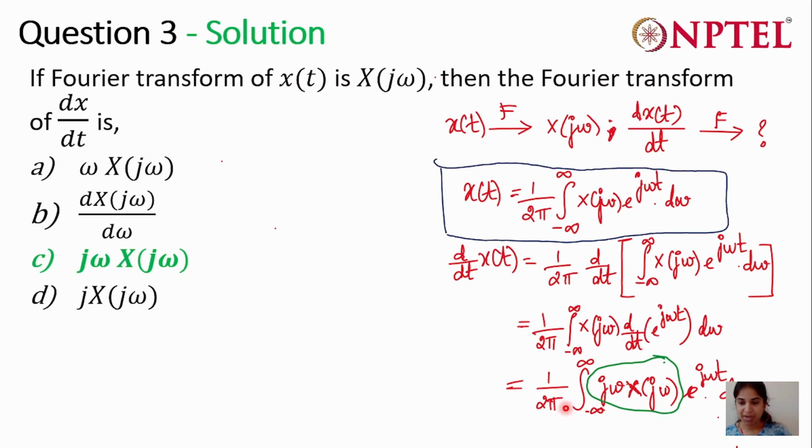So we have 1 by 2 pi minus infinity to infinity j omega into X of j omega into e power j omega t d omega. So this is equal to dx of t by dt. So this is again an inverse Fourier transform equation, wherein to get dx by dt, you have to invert j omega into X of j omega. Correct? So the answer is j omega into X of j omega.